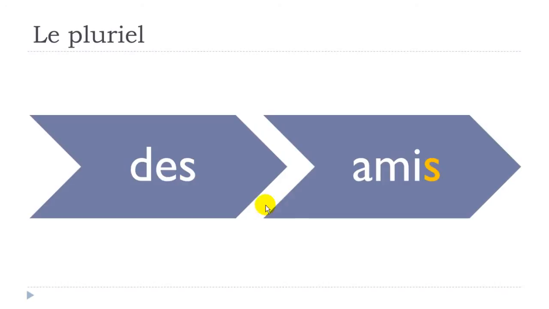And if you make the liaison, the link between the two, you will get des amis. So ami, remember, doesn't change. Even if you write the s, you don't pronounce it. And now, let's see a few examples.